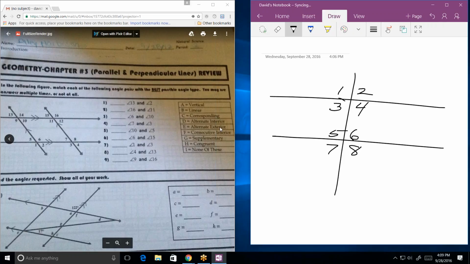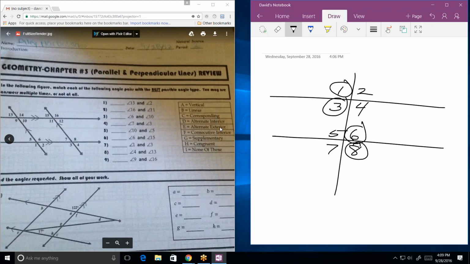In other words, is 3 the same as 6 and why? Yes. Why? Because it's alternate interior. Correct. How about 1 and 8? Yes, because it's alternate exterior.